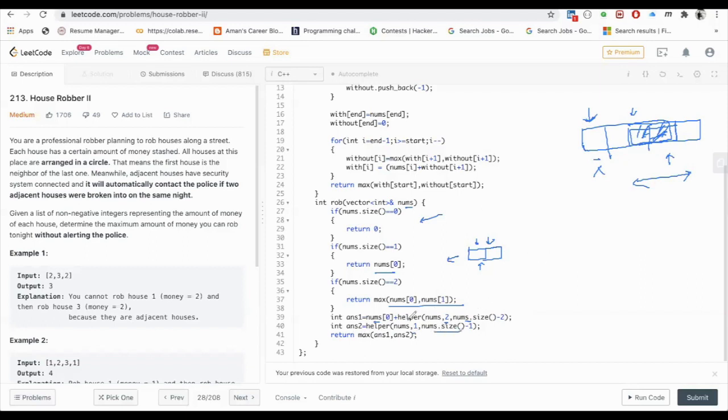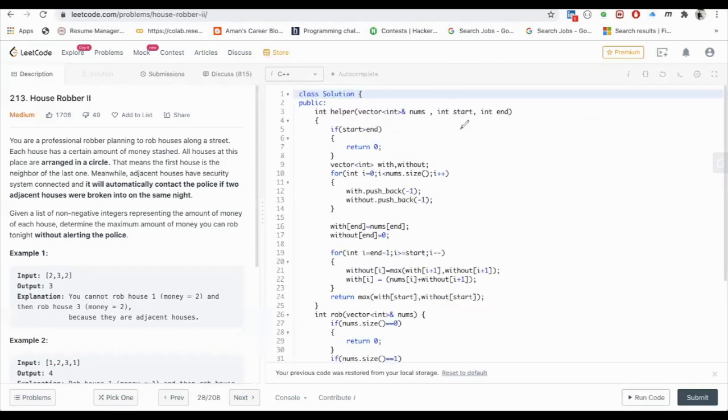So let's move to this helper function. Let's see how this helper function works. If my start is greater than end, which means I'm giving end as this and start as this, which actually doesn't make any sense, so I'm returning 0. Then I'm making two arrays: robbed, if I rob at that index, and not robbed, if I do not rob at that index. So I'm initializing them with -1. These are the vectors which I'm making.